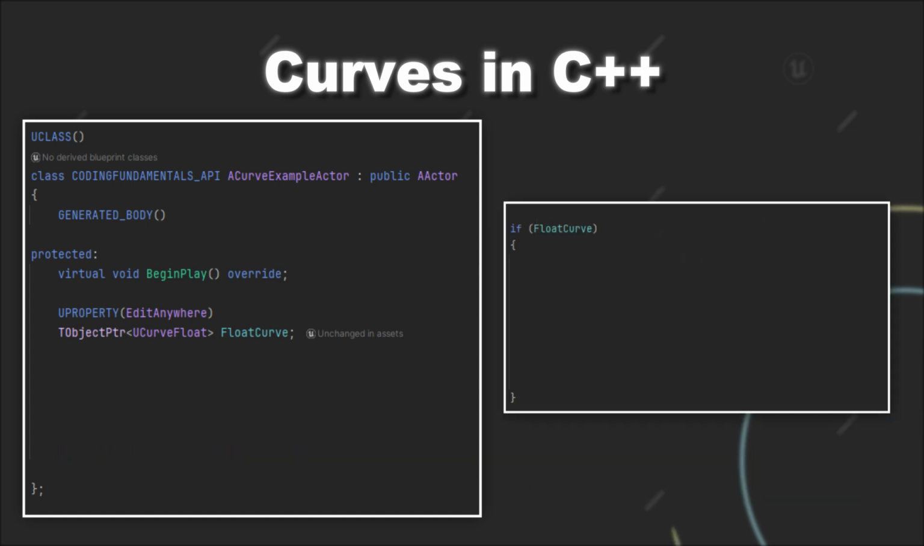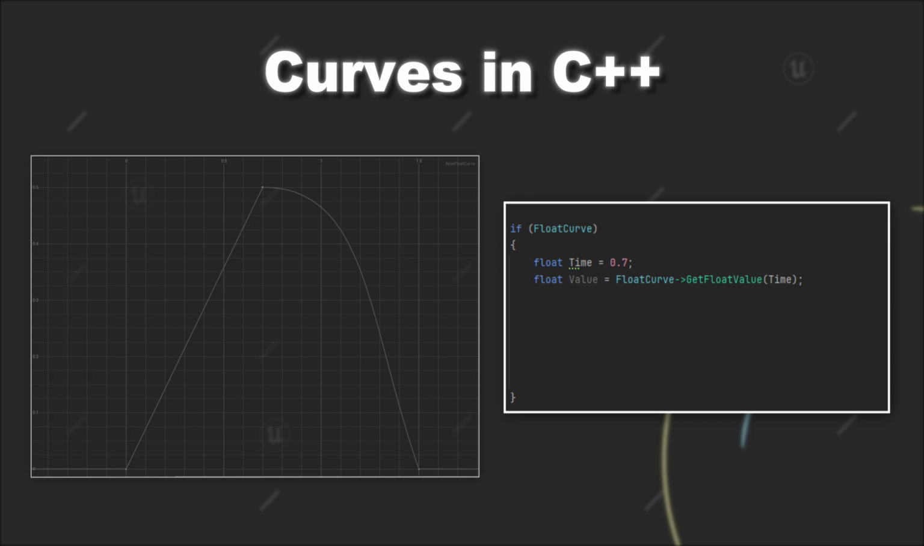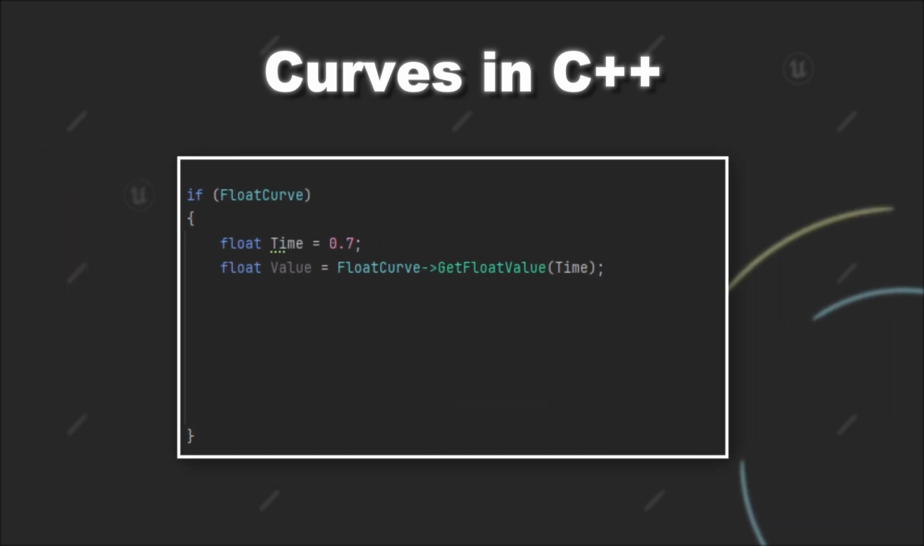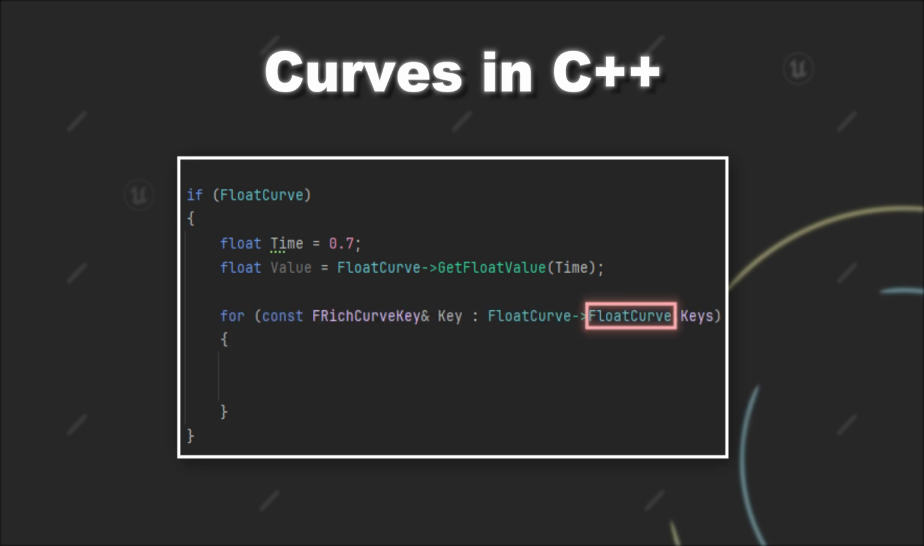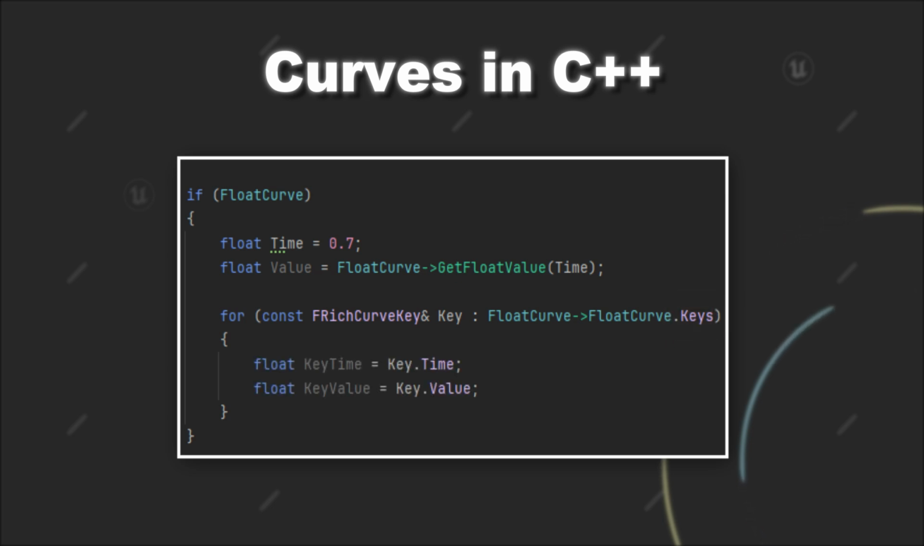With a float curve, for example, you can retrieve the value at a specific time using the GetFloatValue function. So, for instance, in this case, if you pass in 0.7 as the time, it will return a value of 0.5. Additionally, you can also access detailed information about each key on the curve by accessing the FloatCurve property and then the Keys array. Here, for instance, you have access to the time and value information of a key on the curve.